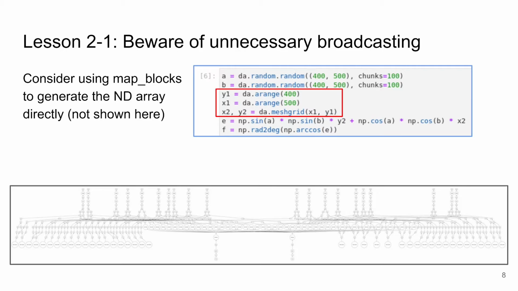So what I'm identifying here is this block of code is the same as it was in the previous slide with the sines and cosines, but I'm changing two of the inputs to be generated from two 1D arange calls and then a meshgrid call to turn those into 2D arrays.